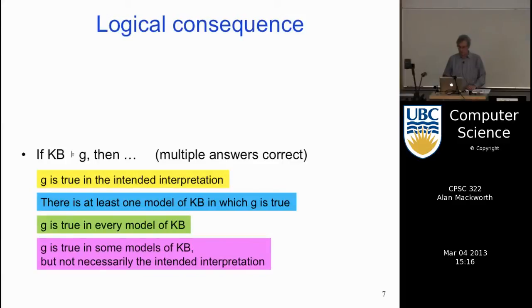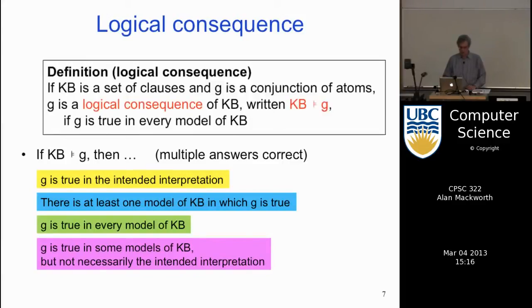Okay, so here's a chance for you to use your cards just to check what I just said. Just remember, this is the definition. If I ask you to define logical consequence, this is what you regurgitate. KB is a set of clauses and G is a conjunction of atoms. G is a logical consequence of the knowledge base, written KB double turnstile G, where G logically follows from KB, if G is true in every model of the knowledge base.